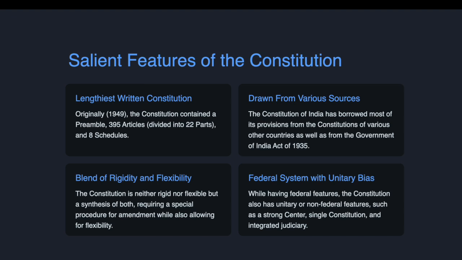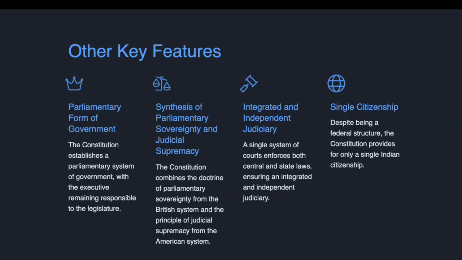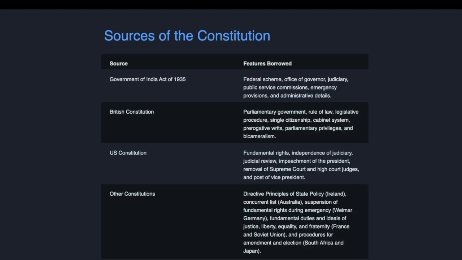Now we will see salient features of the constitution. It is the lengthiest written constitution. It draws inspiration from various sources. It is a blend of rigidity and flexibility, and it is a federal system having unitary bias. Other key feature is parliamentary form of government and a synthesis of parliamentary sovereignty as well as judicial supremacy. So parliamentary sovereignty was taken from British system and the principle of judicial supremacy from the American system, amalgamation of both. Integrated and independent judiciary, single citizenship.